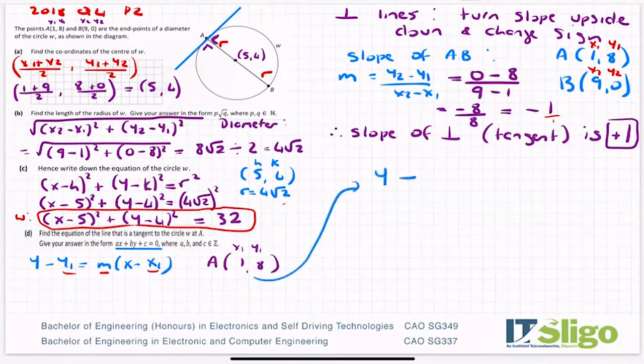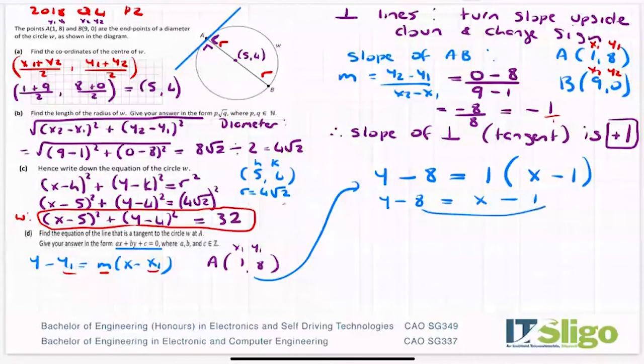Now I can go y minus, my y1 is 8, is equal to my slope 1 over x minus x1. Okay, so I've subbed in m is equal to 1 for that line and my point 1, 8. Okay, so y minus 8 is equal to 1 by x is x, 1 by minus 1 is minus 1. Merge the two numbers, y is equal to x minus 1 plus 8, y is equal to x plus 7.